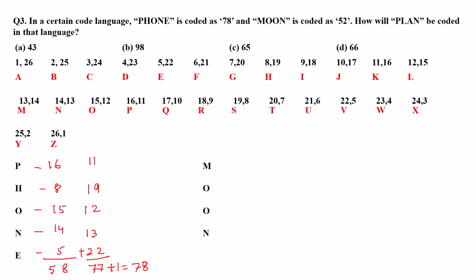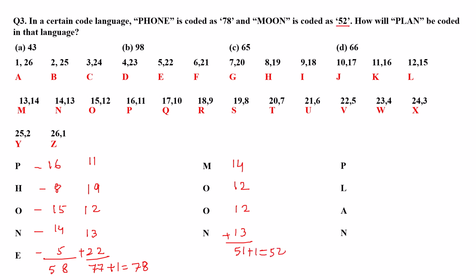If you see, for M the position is 14. For O it is 12. This O is also 12. For N it is 13. And if I add it, I'm getting 51. And 51 plus 1 is 52, which is given in the question also.